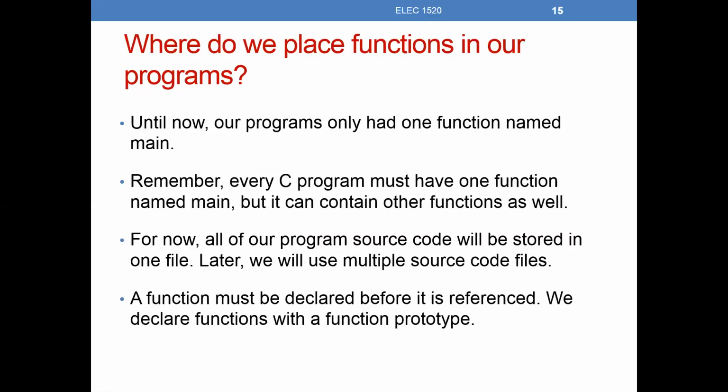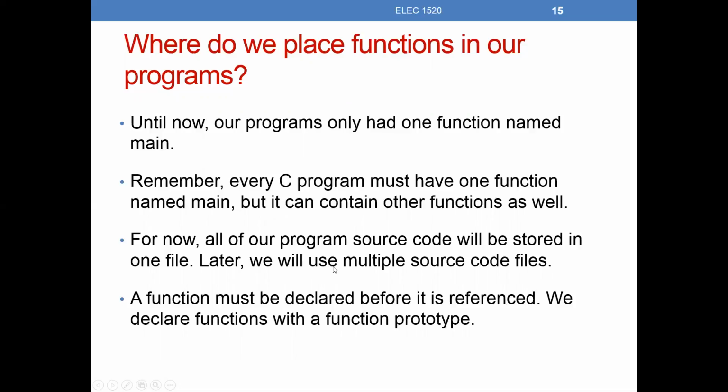Now the question is where are we going to place our functions and programs? Up until now, we've only written one function named main. And every C program will still have to have one function named main. So we have to have one function named main, but we can have several other functions. And we can only ever have one main in our program. We can't have multiple mains.